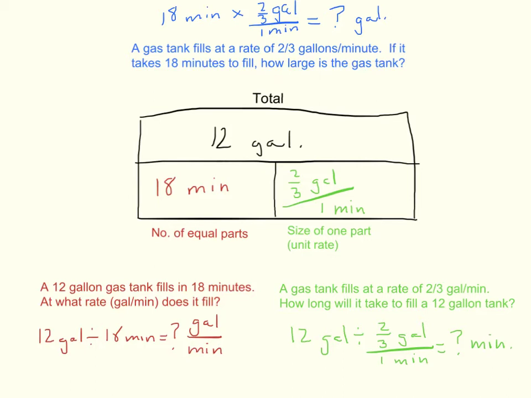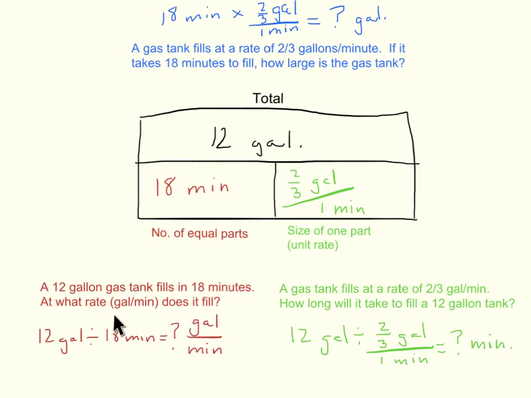If we start with all three quantities from the factor product grid in place, we can see that we can really get three different word problems. We can get the word problem that we were just working on that involves the division of the total by the unit rate. We can also look at the other division problem. A 12-gallon gas tank fills in 18 minutes. At what rate does it fill?